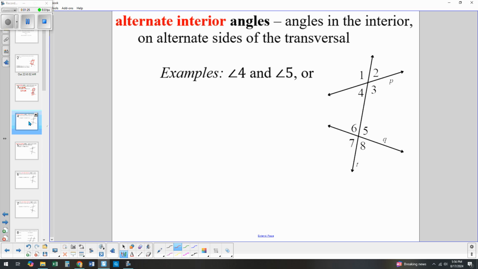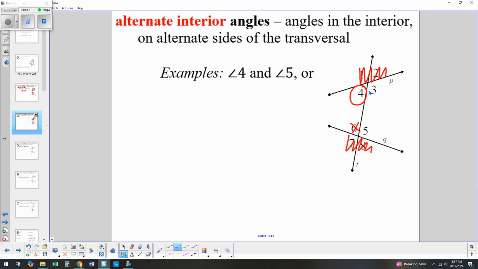Alternate interior angles. Now we're going to focus only on the angles inside. That means we're not using any of the angles that were considered exterior angles. It says angles in the interior on alternate sides of the transversal. So if I picked angle 4, I'm looking for another angle inside that's not on the same side of this line. That eliminates 6, and then I'm left with 3 and 5.